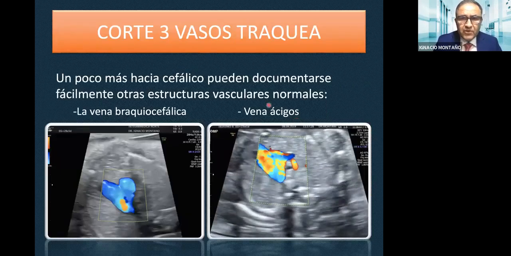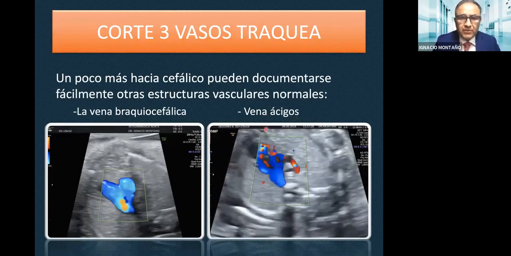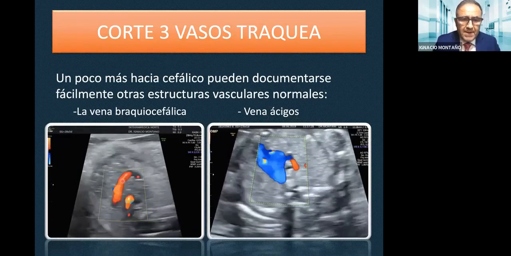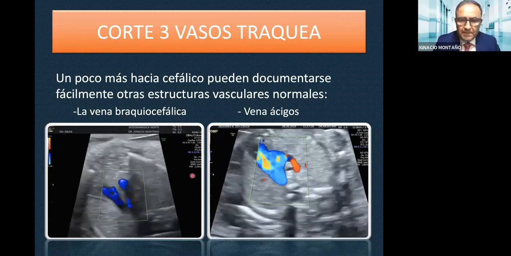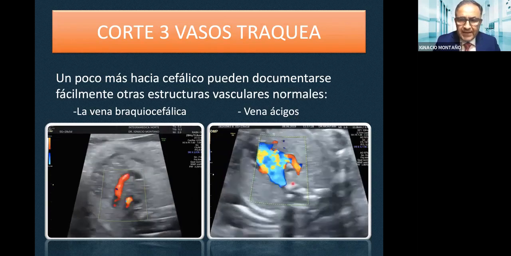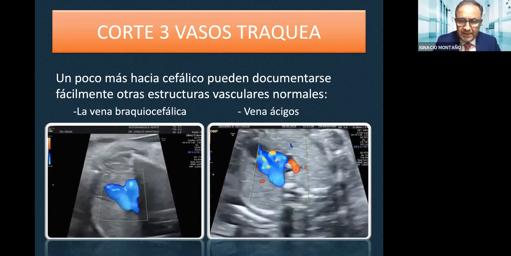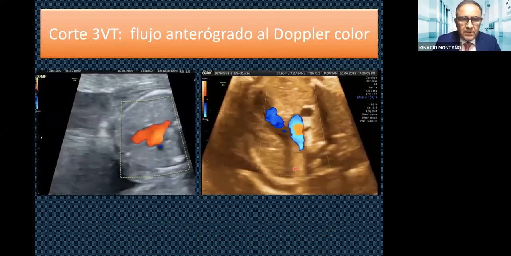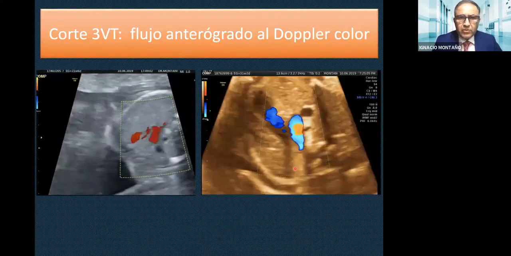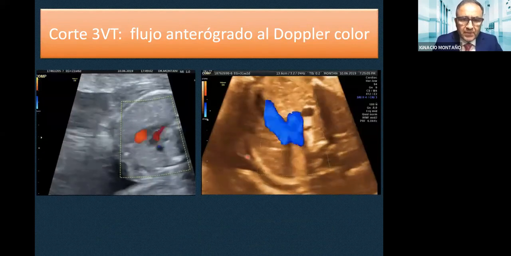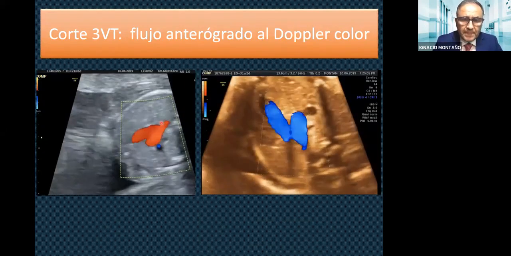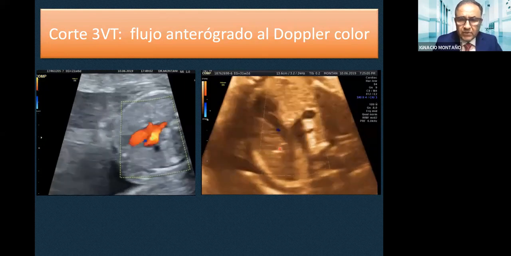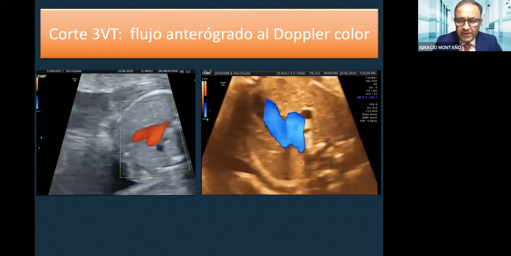A little more toward the cephalad direction, other vascular structures can be easily identified, such as the brachiocephalic or innominate vein, which drains into the superior vena cava. And here on the right, we see the azygos vein, which also drains at the level of the superior vena cava. We can apply color Doppler in the three-vessel trachea view, and we always have to evaluate here that when the spine is anterior, we are going to assess antegrade flow in the ductal arch and in the aortic arch, and when the spine is posterior, antegrade flow in both.